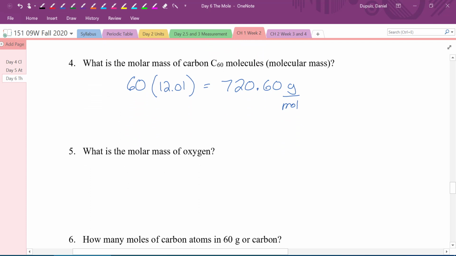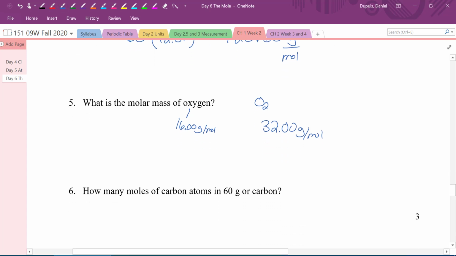What's the molar mass of oxygen? Well, it depends. If it says oxygen, oxygen is 16 grams per mole. O2, oxygen gas, is 32 grams per mole. It's 2 oxygens, right? So mine just says oxygen. Some of them might say oxygen gas, so it depends on what it says. So if yours says oxygen gas, it's O2.